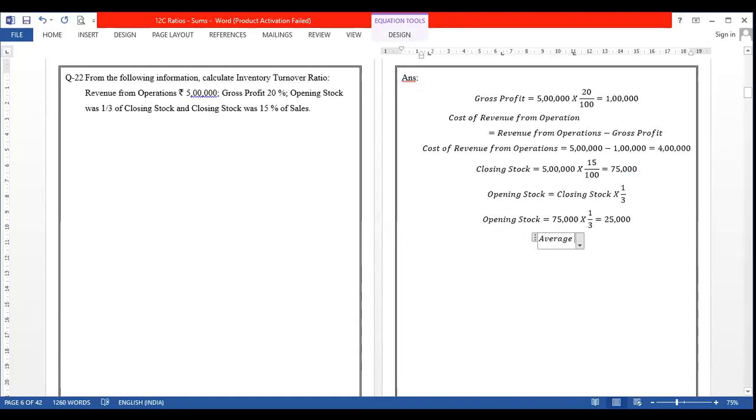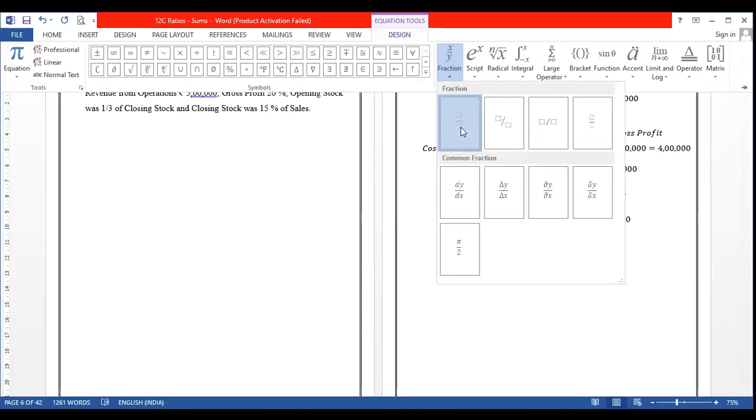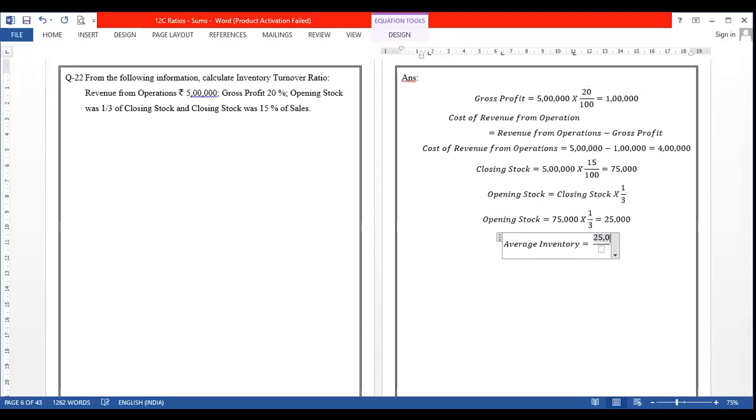Now what? Average inventory, which is opening stock plus closing stock upon 2. I'm not writing the formula, opening plus closing divided by 2. So I just place the values directly over here. Opening inventory calculated is 25,000, closing is 75,000, to be divided by 2. So this will be 1 lakh divided by 2, that is 50,000. Now what? Then we'll put the formula of inventory turnover ratio. This thought process has to go on and on, that this is done, now what next? If we don't think this way, the answer will not come.